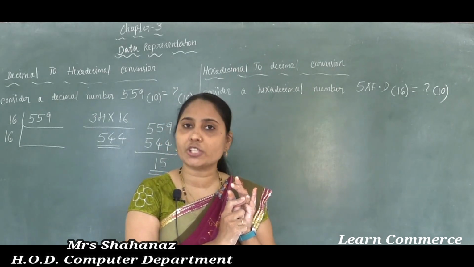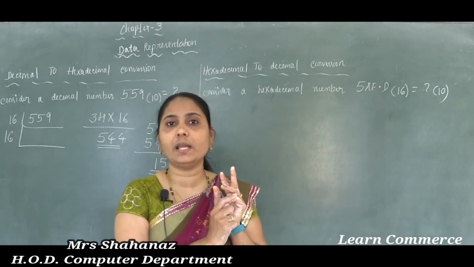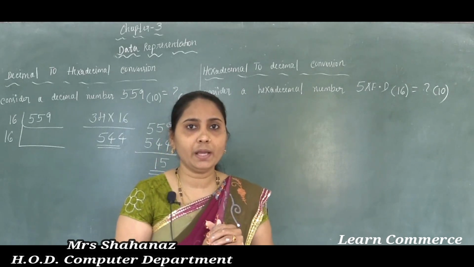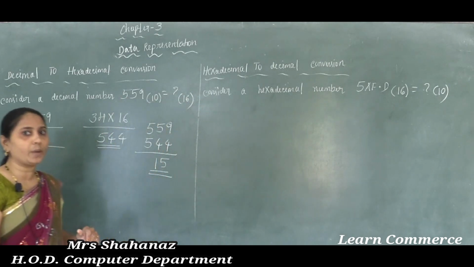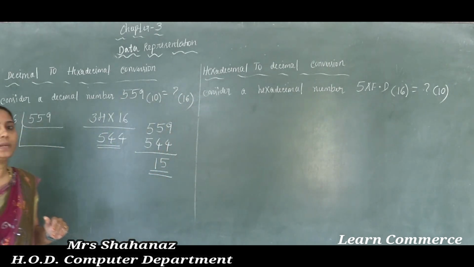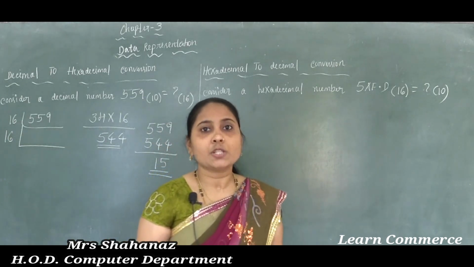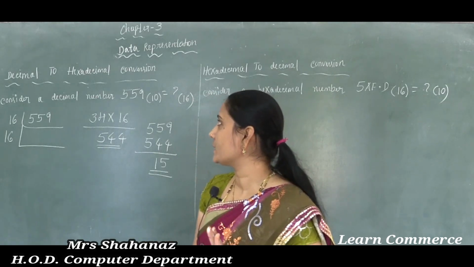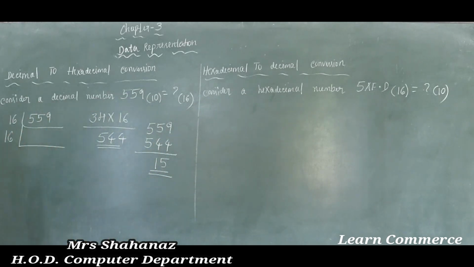The first remainder is called the LSB and the last remainder is called the MSB. The equivalent hexadecimal number is written from MSB to LSB, that is, from left to right. So these are all the steps for the conversion from decimal to hexadecimal, and the same thing I need to follow here.